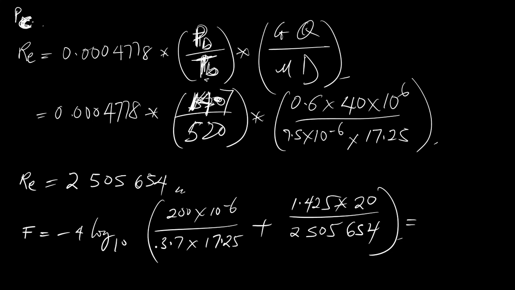So our new F will now be, say, -4 times log to base 10 bracket open 200 times 10 raised to power -6 divided by 3.7 divided by 17.25 plus 1.425 times 20 divided by 2505654. So what we have here is 19.354.